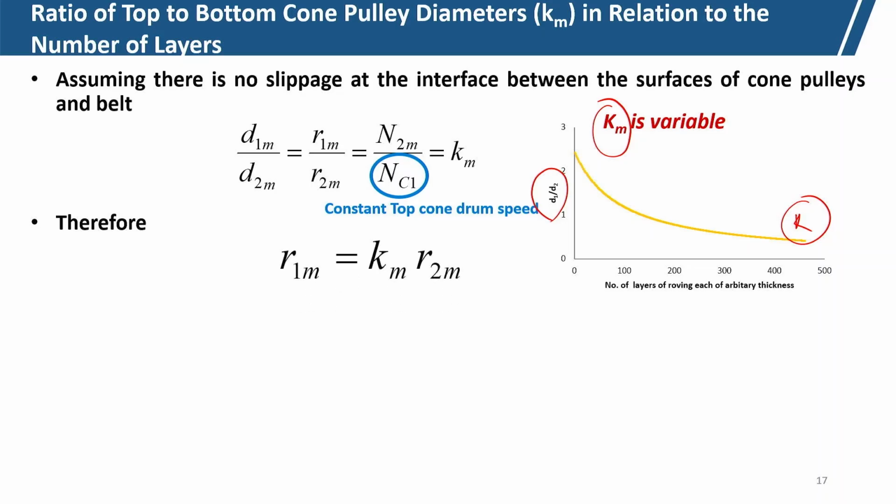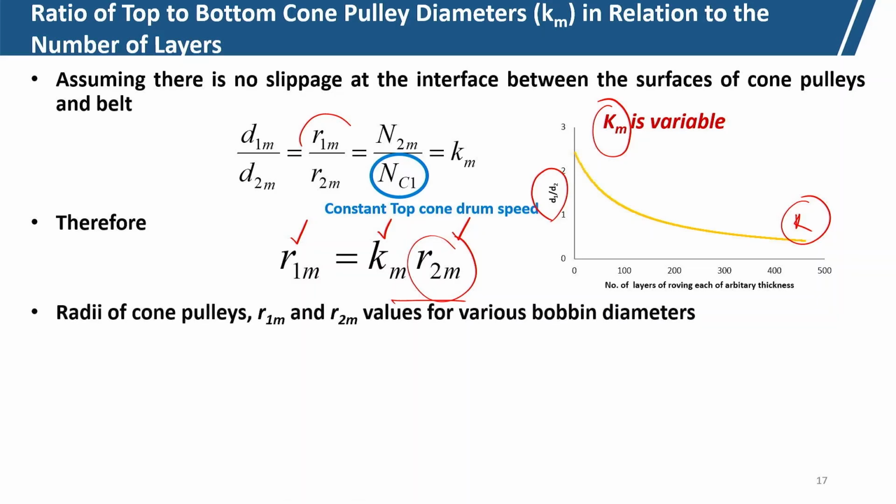Therefore, R1m equals km multiplied by R2m. What happens with every shift is that R1m changes, km changes and R2m changes. Here everything is variable, but it is related by R1m equal to km multiplied by R2m. The radii of the cone pulleys, R1m and R2m, vary with the bobbin diameter. Both the values vary, that is why km varies.